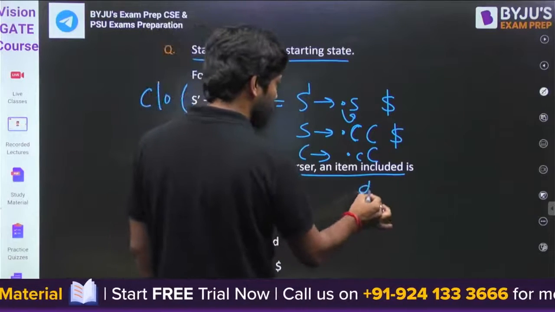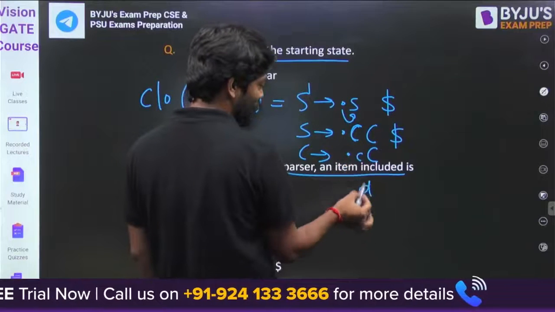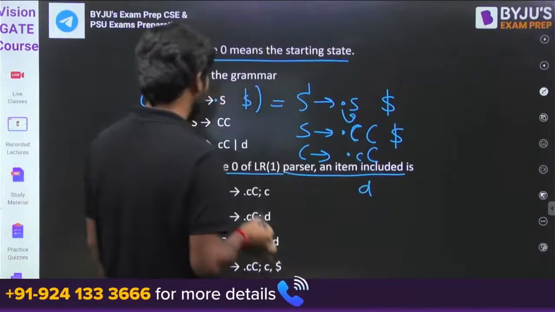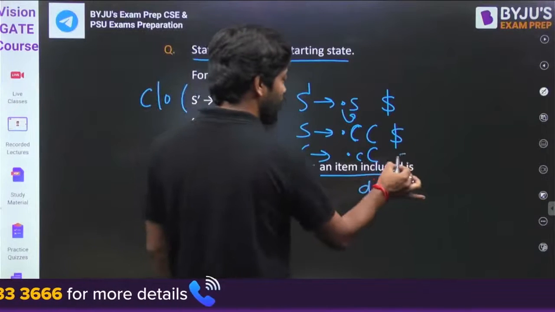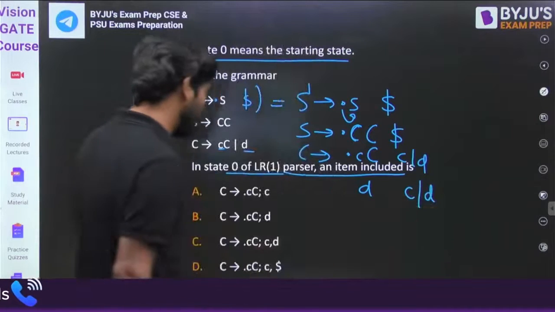So my dear friend, see clearly here. Due to this C, I have added this production. So we need to find first of C. What is first of C? C and D. So I will write here C and D. Fine. So I think you just cross check.